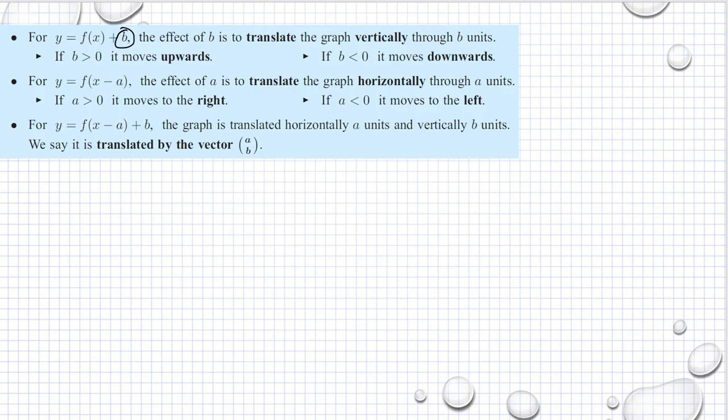The next one: if y is equal to f of x minus a, the effect of a is to translate the graph horizontally, that means along the x-axis, through a units. If a is greater than 0, it moves to the right. That means x minus a, it should look like this.